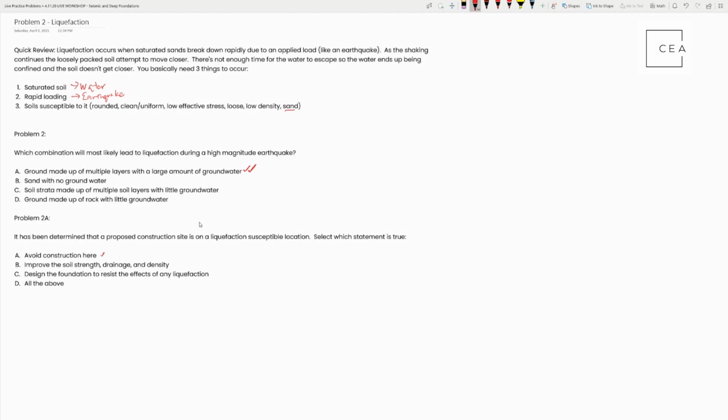If you found liquefaction in an area, you could avoid it. A, it's probably not ideal if you have to build there, but if you could avoid it, you could. That's a true statement. B, improve the soil strength, drainage, and density. Yes, we could do that. There's lots of methods that you could use to improve the soil, the drainage, and the density to try to remove liquefaction potential. C, design the foundation to resist the effects of liquefaction is also a possibility. You could go deep. You could build to a rock layer, get a deep foundation going. So the answer here really is D, all the above.